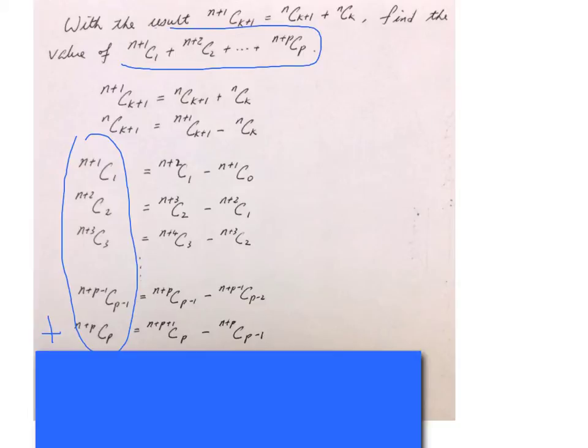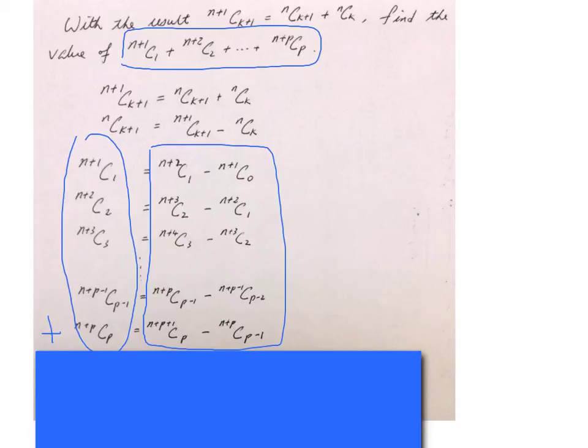Like (n+2)C2 will be rewritten as (n+3)C2 minus (n+2)C1. And then we continue up to this term. And then in this case, if we add the terms vertically, this is the required sum. It means we add all these terms together.